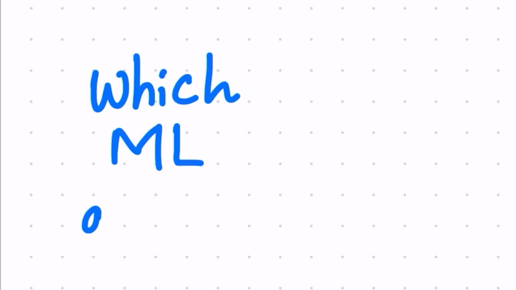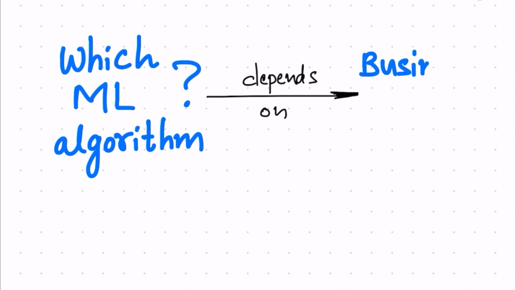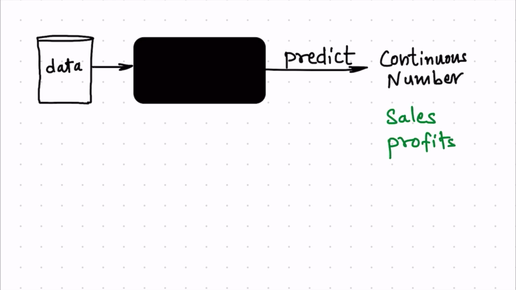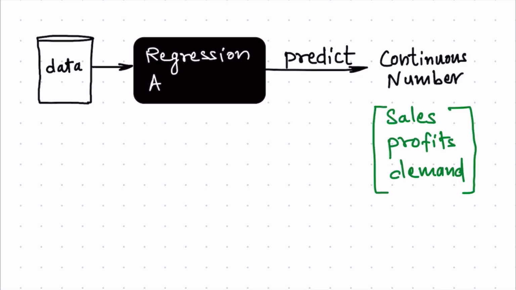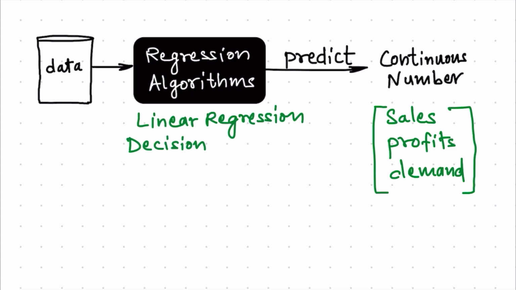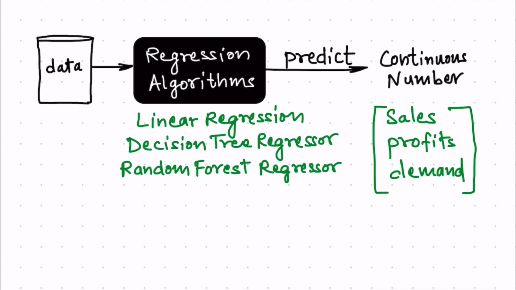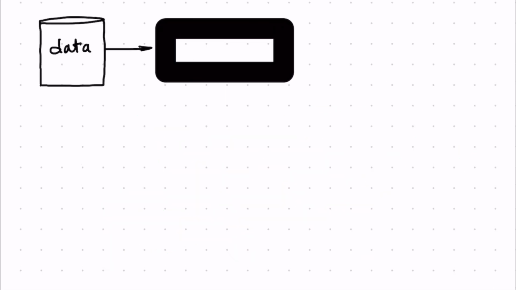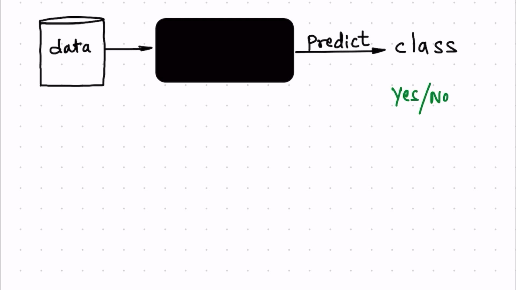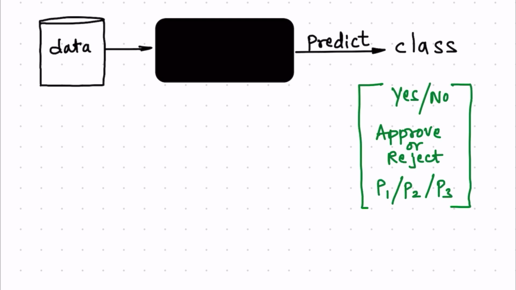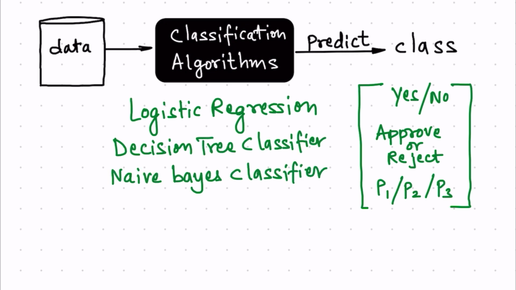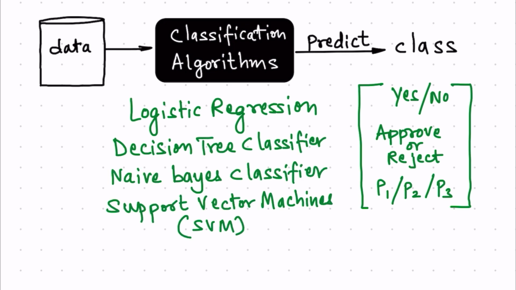Which machine learning algorithm? It depends on the business problem. For example, if you want to predict continuous numbers like sales, profit, demands, etc., then you will use regression algorithms like linear regression, decision tree regressor, random forest regressor, XGBoost regressor, artificial neural networks, time series, etc. Or if you want to predict a class like yes or no, approve or reject, priority 1, priority 2, priority 3, then you will use classification algorithms like logistic regression, decision tree classifier, naive-Bayes classifier, support vector machines, artificial neural networks, etc.